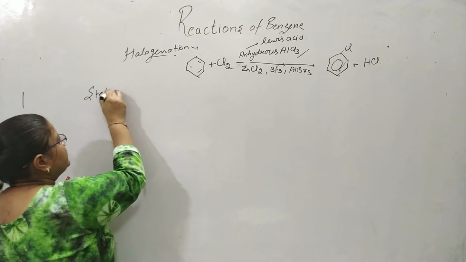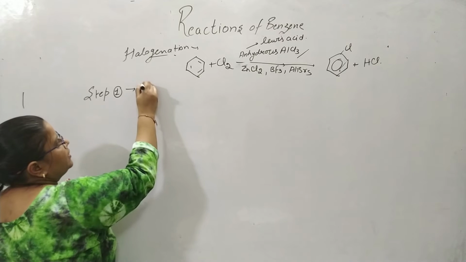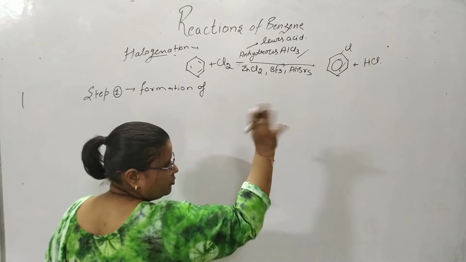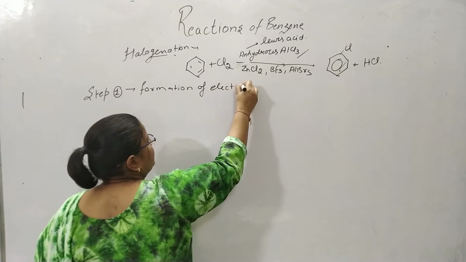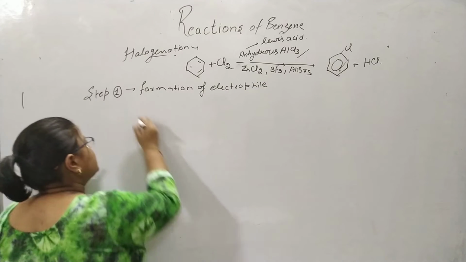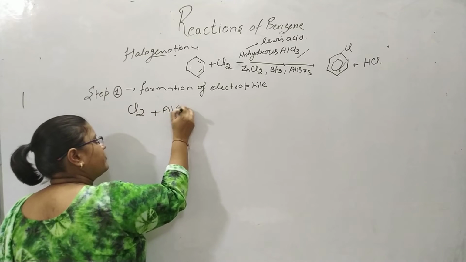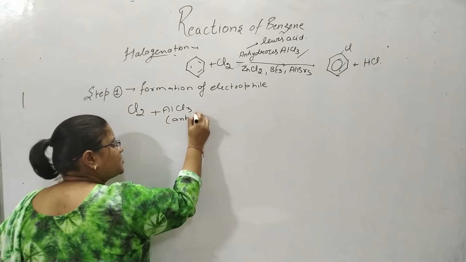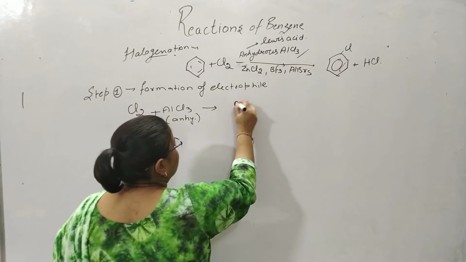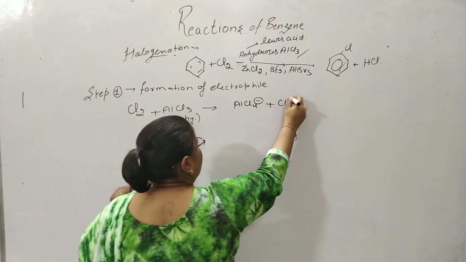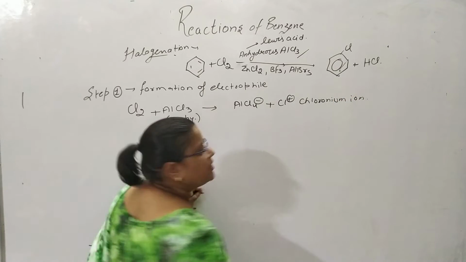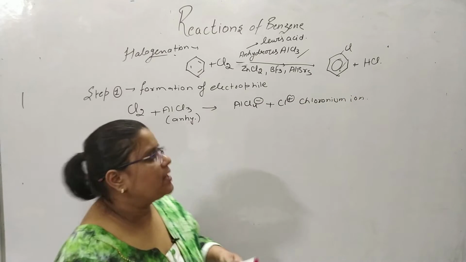In step one, what will happen? Formation of electrophile. The chlorine is in the presence of AlCl3. This is anhydrous. Anhydrous condition is a must. So what will happen? This AlCl4- is generated, and the chloronium ion is generated. Chloronium ion. Now, in the second step, this chloronium ion attacks the benzene ring.